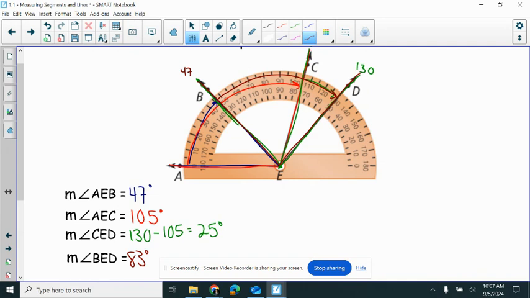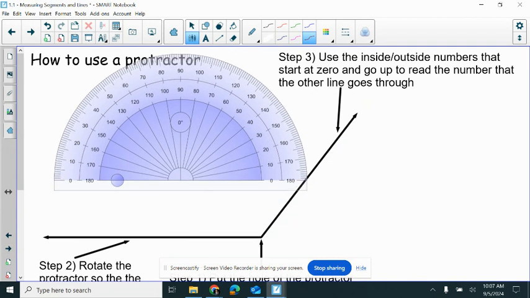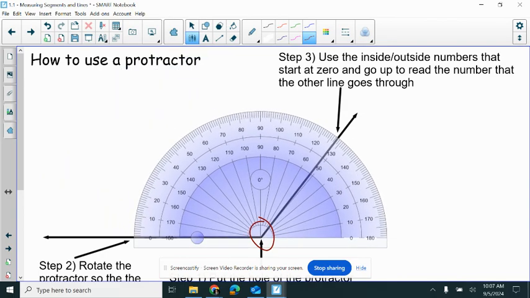Okay, so that's how we read a protractor. Let's just look at how we use a protractor. In the middle of a protractor, there's going to be a hole. You have to line up that hole in the protractor with the vertex of the angle, which would be right there. So I'm going to put the hole of the protractor on the vertex of the angle.